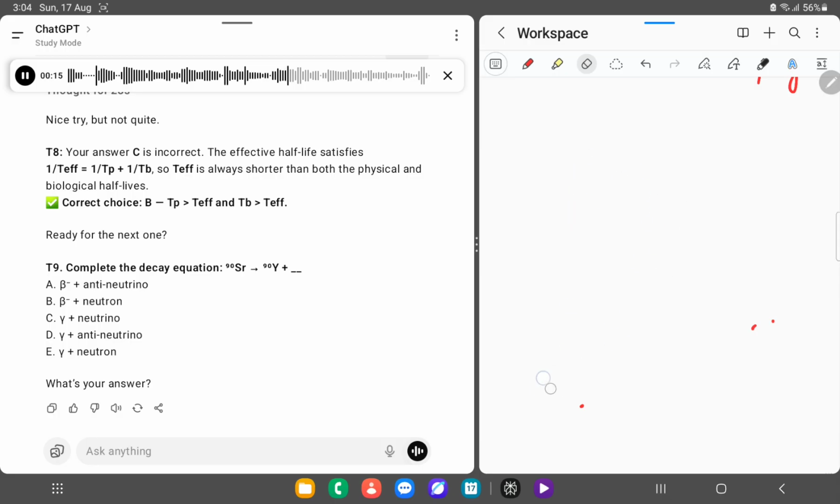T9, complete the decay equation for Sr-90 going to Y-90 plus blank. A, beta minus plus antineutrino. B, beta plus plus neutron. C, gamma plus neutrino. D, gamma plus antineutrino. E, gamma plus neutron. What's your answer?